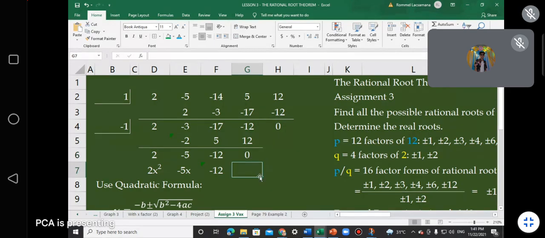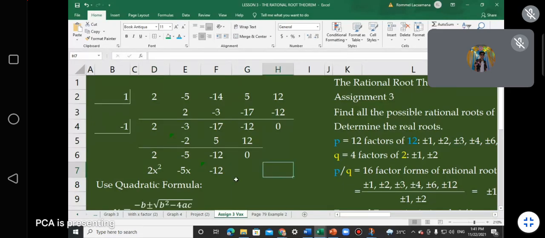And then afterwards, notice that 2, negative 5, and negative 12 are giving you the values of A, B, C. That is reminding you that it is a quadratic polynomial. Did you get it? Quadratic, why? Because it's 2x squared minus 5x minus 12. So this one is a quadratic.